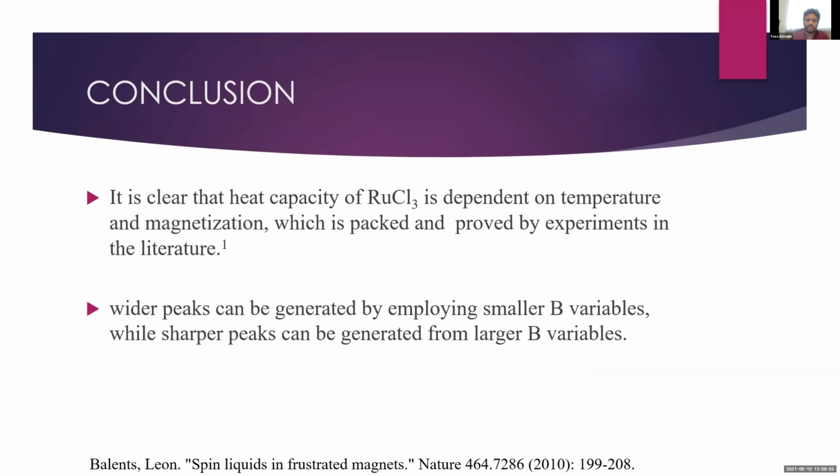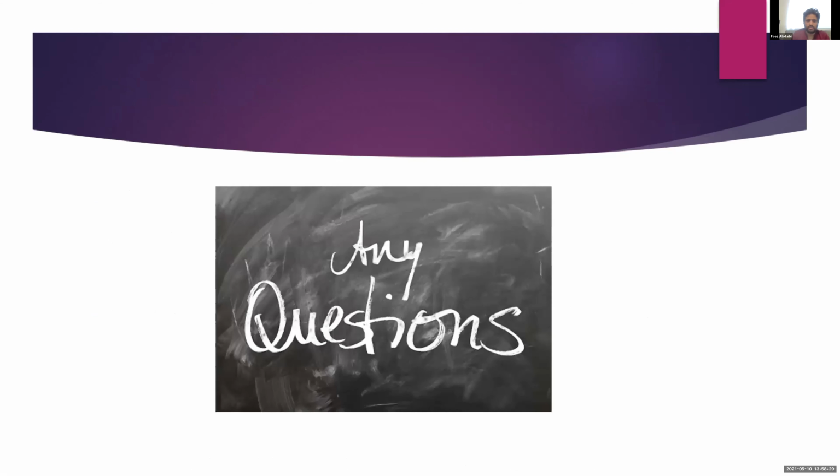So we conclude that it is clear that the heat capacity of ruthenium chloride is dependent on temperature and magnetization, which is backed and proved by experiments in the literature. And wider peaks can be generated by employing smaller B values, as opposed to that, sharper peaks can be generated from larger B values. And that's all I have.